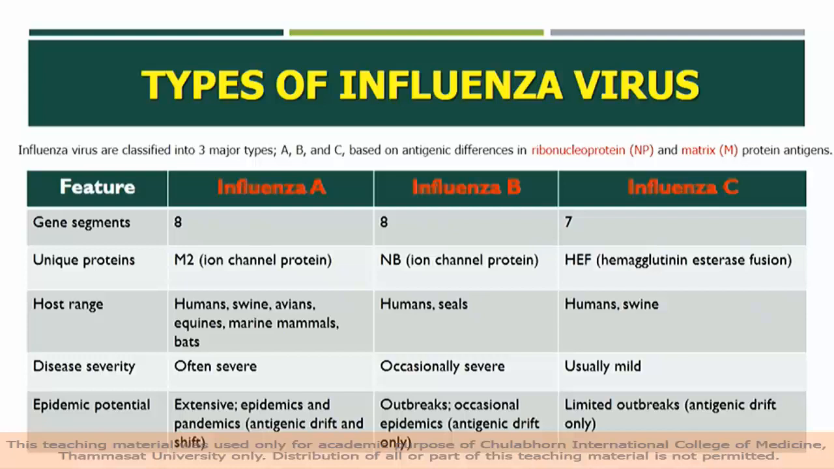Influenza A virus can cause infection in several host ranges, which are humans, swine, which is pig, avians, which is birds, equines, which is horse, marine mammals, and bats. Influenza A virus has a unique integral membrane protein named M2 ion channel protein, and the unique protein for influenza B is NB. NB is believed to function like M2 protein in influenza A virus, which is an ion channel protein. While influenza C contains a unique protein, which is HEF, or hemagglutinin-esterase fusion.